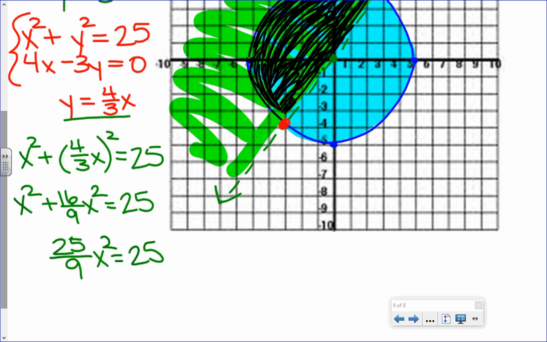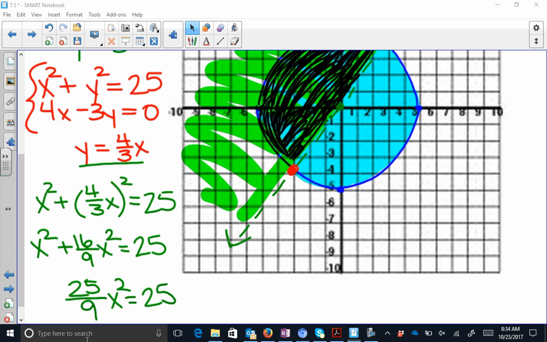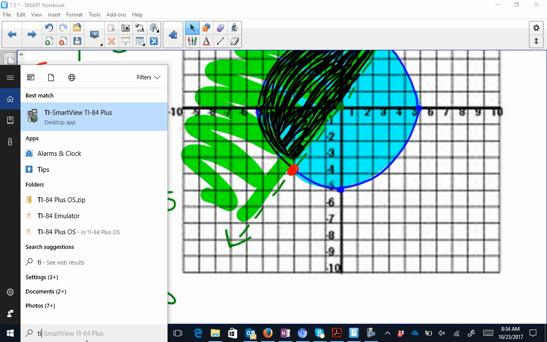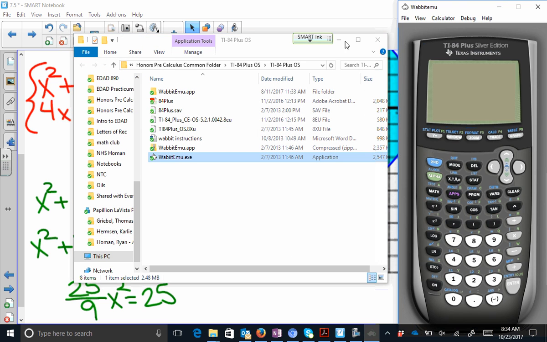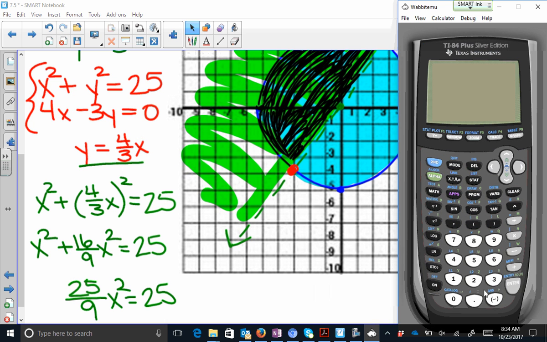Do you guys know how to put numbers from decimals to fractions in your calculator? You guys are looking at me like, what? Okay, now, I think you should be able to do this without your calculator. However, since your calculator is in your hand, I want to make sure that you know how to do this.